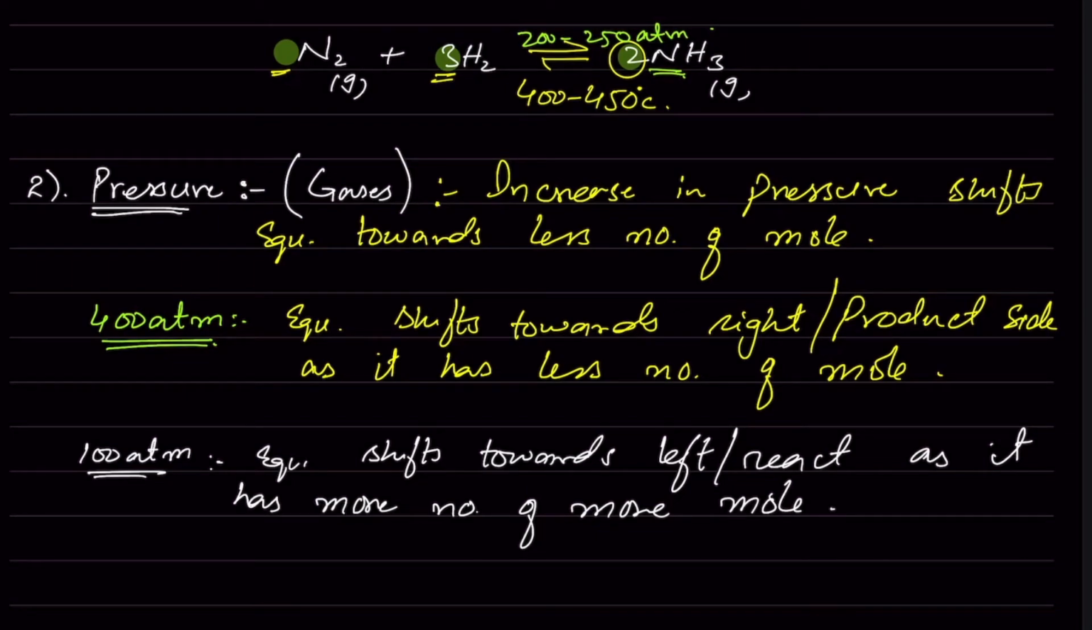So shifting of equilibrium towards the reactant side means the amount of reactant will be more and product less. And shifting of equilibrium towards the product side shows product will be more and reactant less. So this is the effect of pressure on the equilibrium.